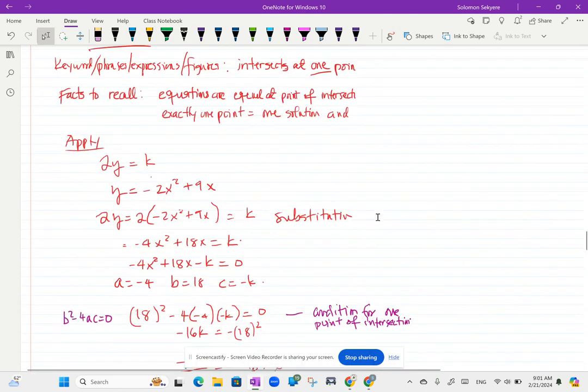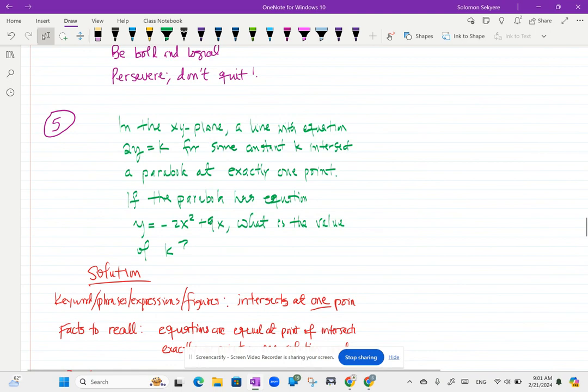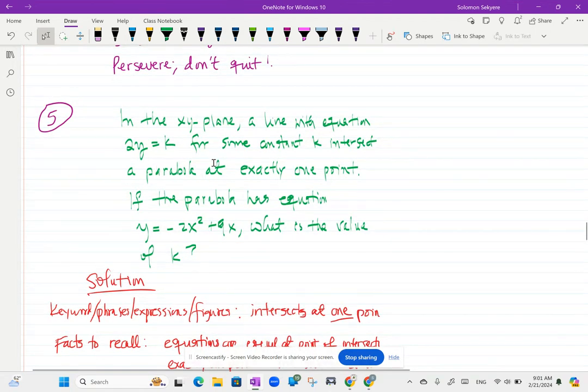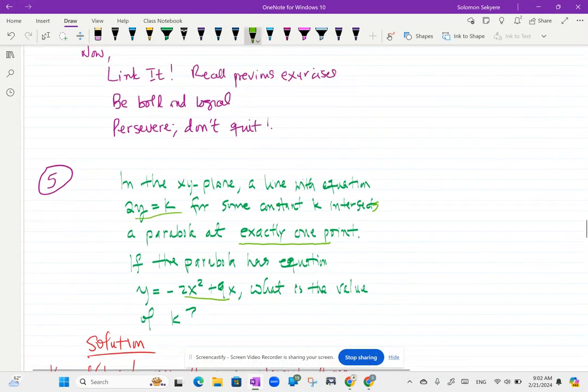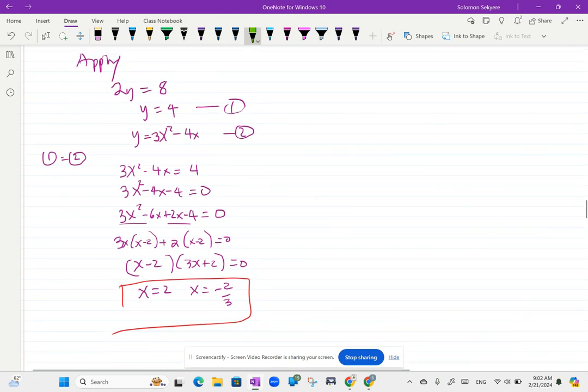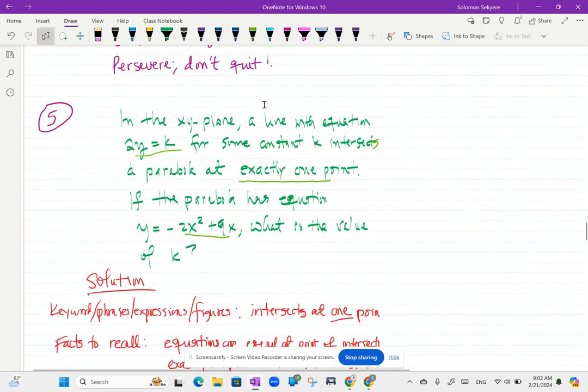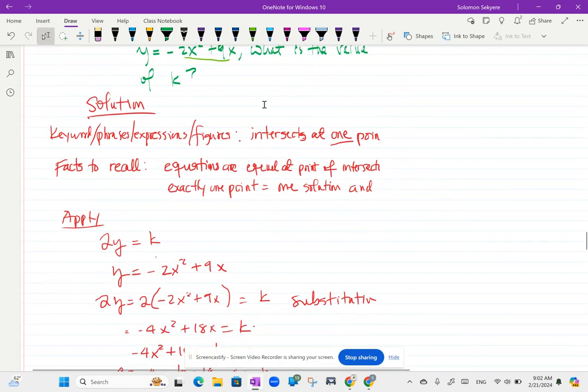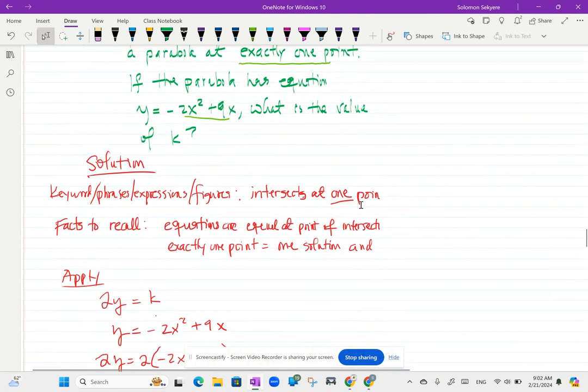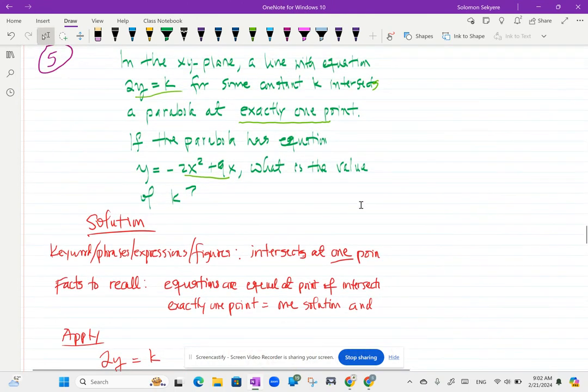Okay, what about this one right here? In the xy plane, a line with equation 2y equals k for some constant k intersects a parabola at exactly one point. Underline that. And it's a parabola, right? And a line. So what you're going to do, you've learned what? How to solve a system of equations of a linear and quadratic, right? Think the what? The discriminant. Solve it. Okay, what is the value of k?